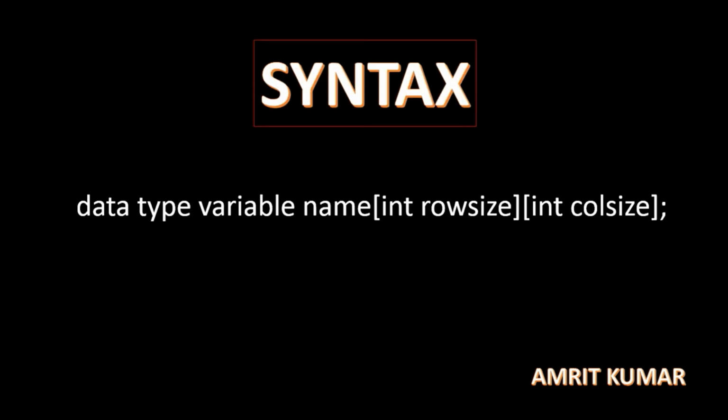So let's look at the syntax. Here you need to specify the data type that you are using. It might be character, integer, float or double. After specifying the data type, you need to write the variable name. And here you can see the two subscripts, or indexing values, that I am using.